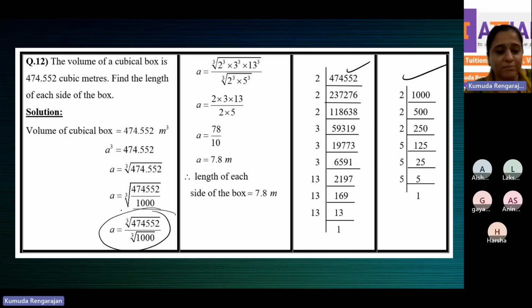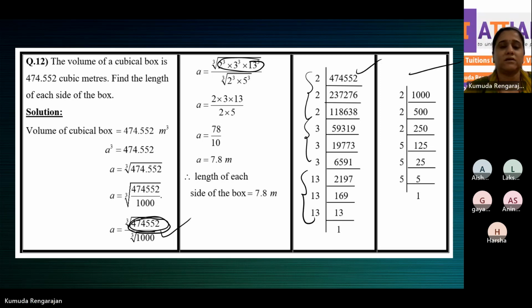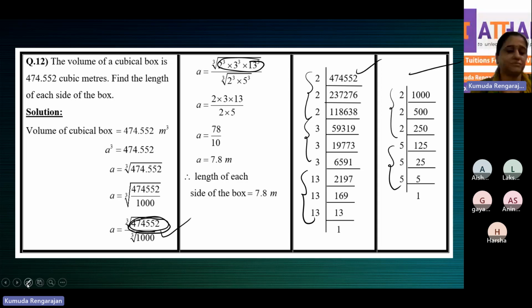After this step is this one and this one. And then we continue. So A is equal to the cube root of, instead of this number, we write this number as a product of its prime factors from the working here: 2 cube, 3 cube, 13 cube. And the cube root of 1000 is the cube root of 2 cubed into 5 cube.